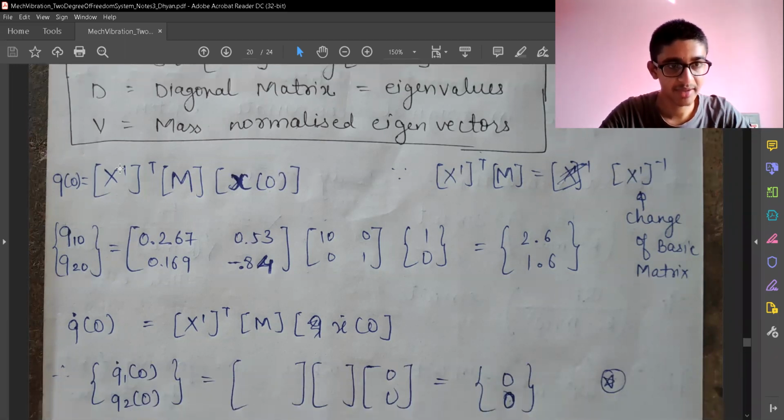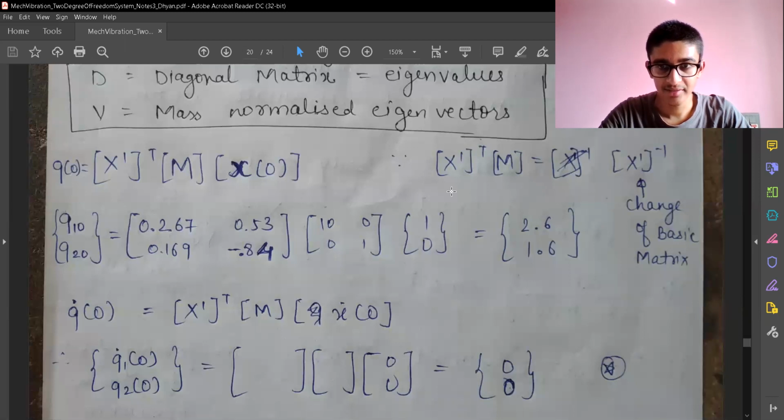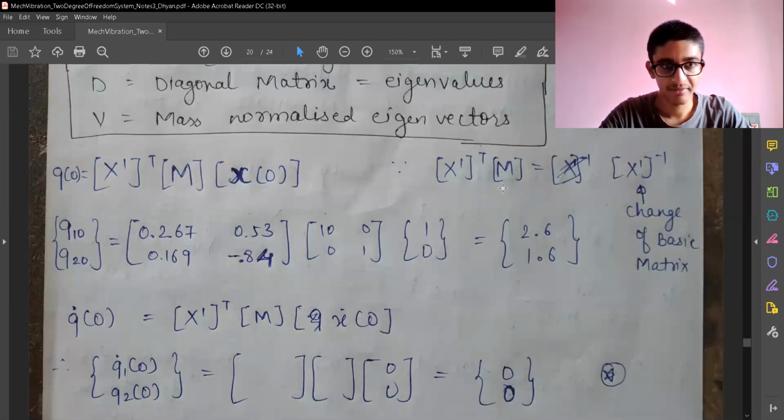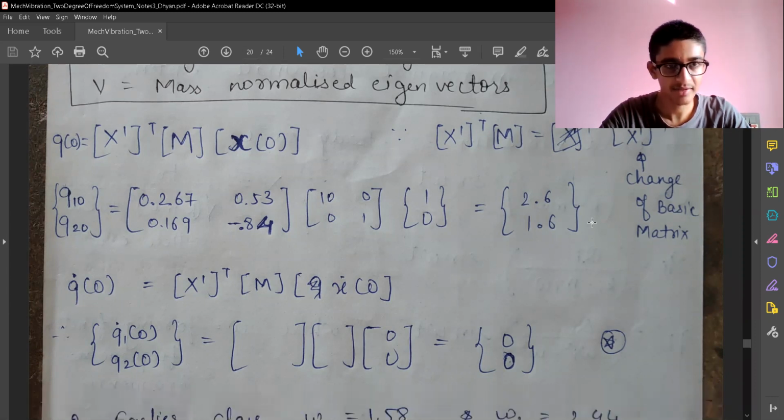So I have just combined the eigenvectors in X dash, which are mass normalized, and from here I want to convert the old coordinate system X, the displacement, into the new coordinate system, that is the modal coordinate system displacement. These are the two things which I have been using. So X dash transpose into M is equal to X dash inverse. So this is the change of basis matrix.